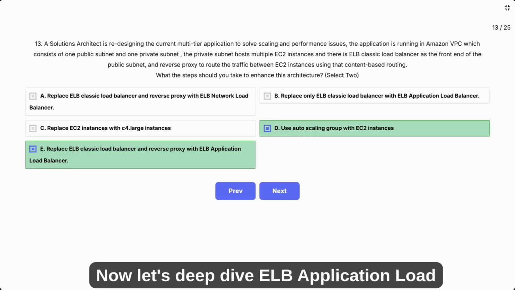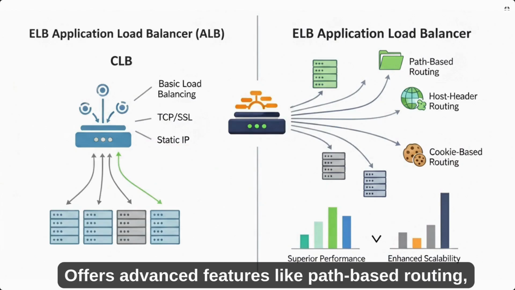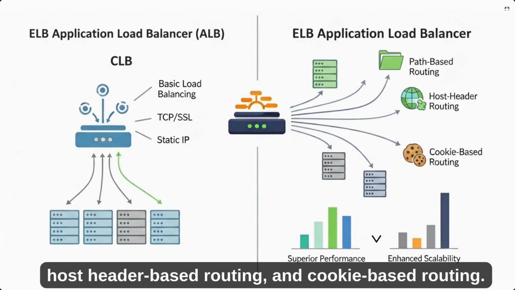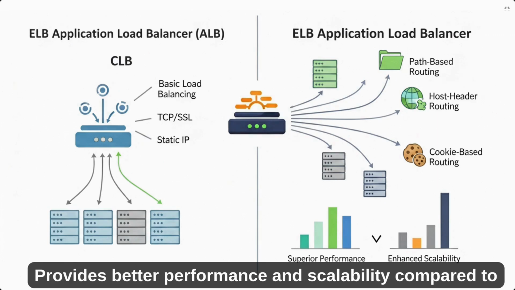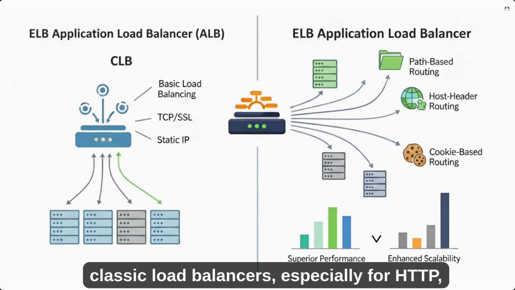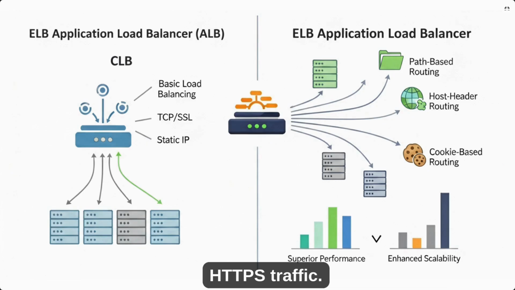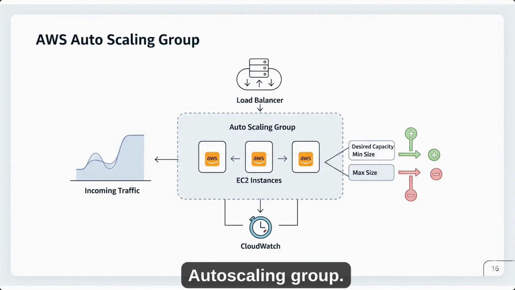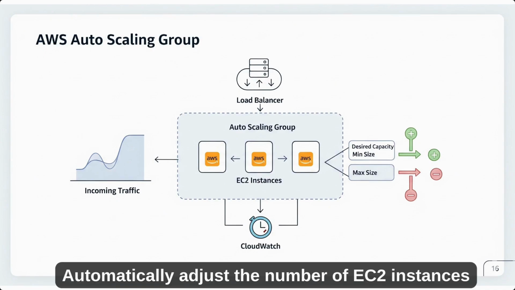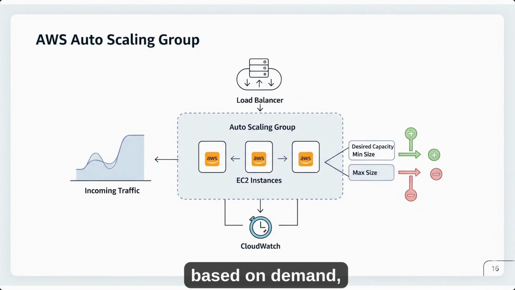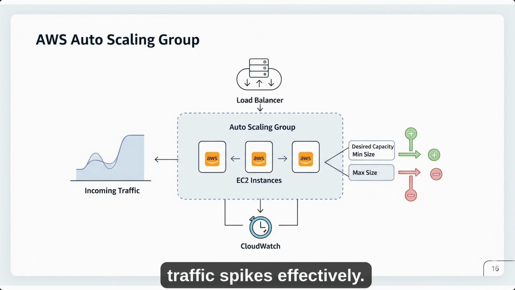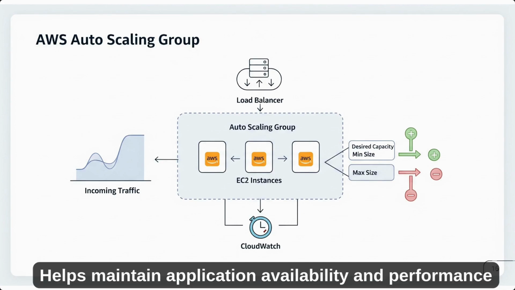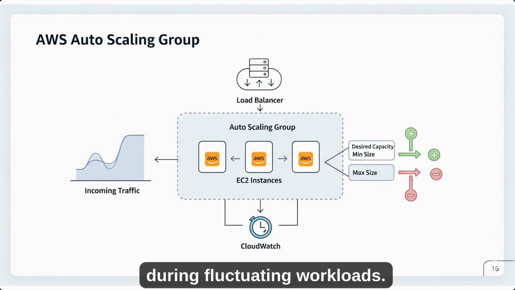Now let's deep dive ELB Application Load Balancer. Offers advanced features like path-based routing, host header-based routing, and cookie-based routing, eliminating the need for a separate reverse proxy. Provides better performance and scalability compared to classic load balancers, especially for HTTP/HTTPS traffic. Auto-scaling groups automatically adjust the number of EC2 instances based on demand, ensuring optimal resource utilization and handling traffic spikes effectively. Helps maintain application availability and performance during fluctuating workloads.